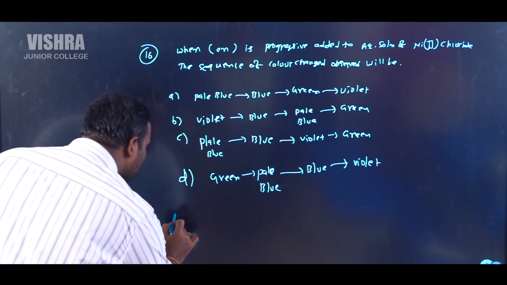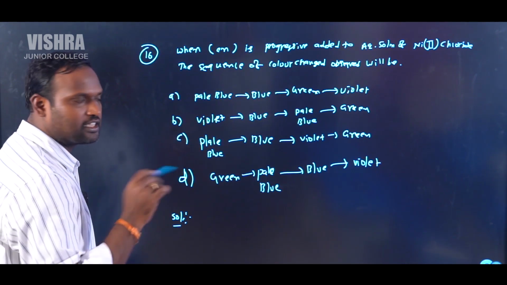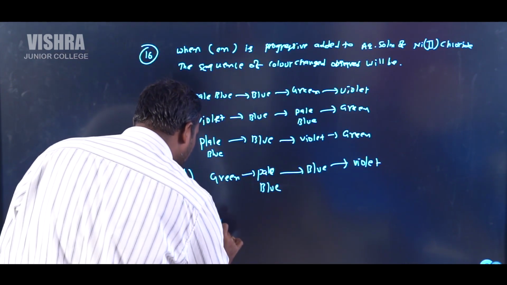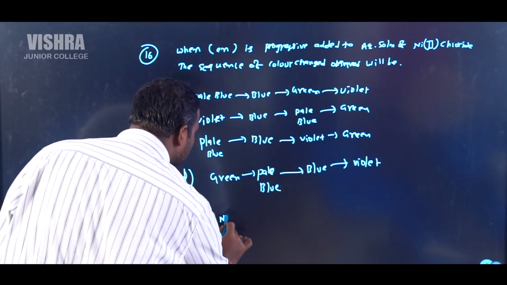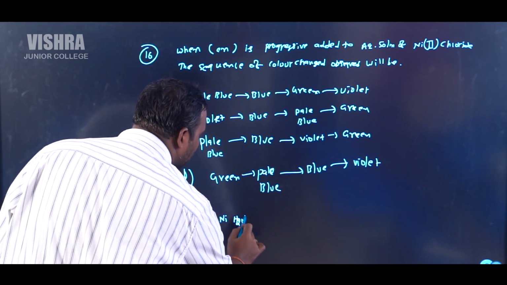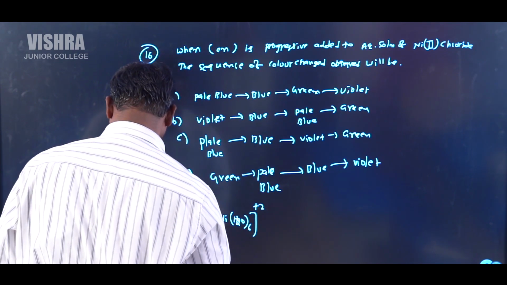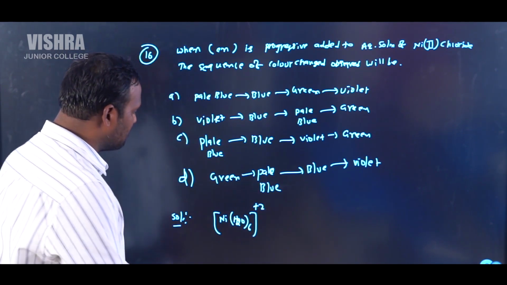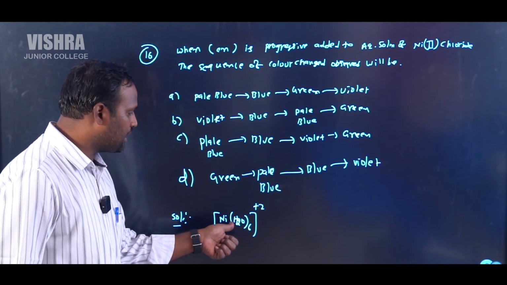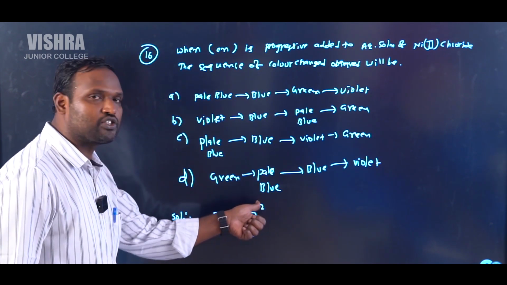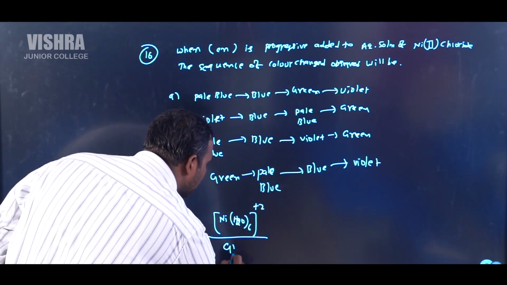Already you know nickel chloride in aqueous medium. Whenever nickel chloride is dissolved in water, it becomes hexa-aqua nickel 2, Ni(H2O)6 2+. So what is the oxidation state of nickel in this case? Already you know H2O is a neutral ligand. The oxidation state of nickel is plus 2. So what is the color of this? Green.